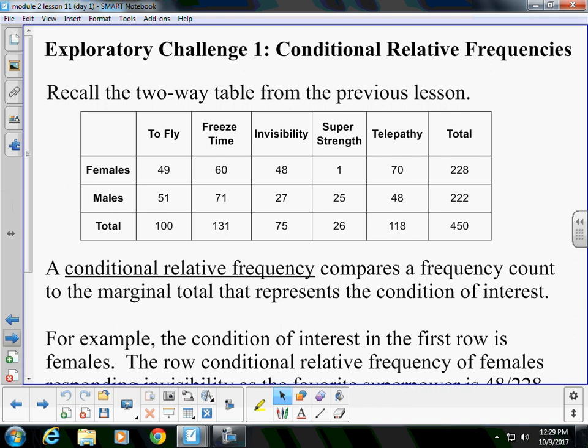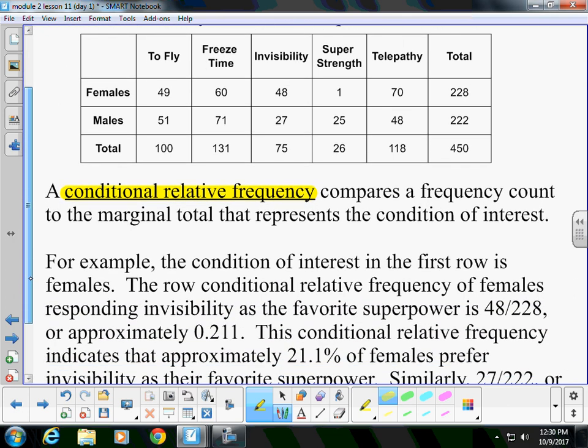Okay, we're using the same two-way table from our previous lessons about the males and the females and their favorite superpowers. A conditional relative frequency compares a frequency count to the marginal total that represents the condition of interest. What that means is it depends on if we're talking about males and females or if we're talking about flying, freeze time, and invisibility. So it depends on if we're talking about the gender or the superpower. And that's what this next paragraph is going to tell us.